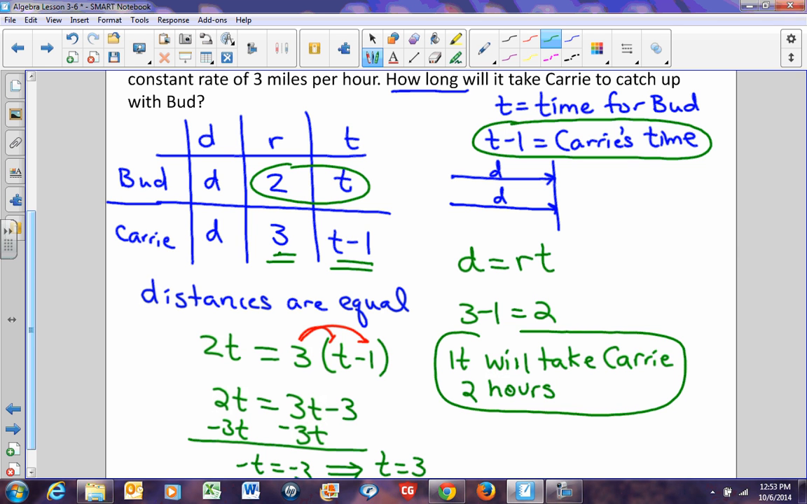That's a distance rate time problem in which the distances are equal. I'm going to go through several examples, and they're going to be slightly different each time, so you need to take down all the examples.